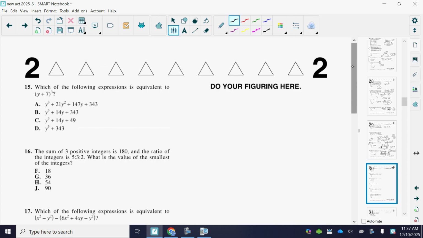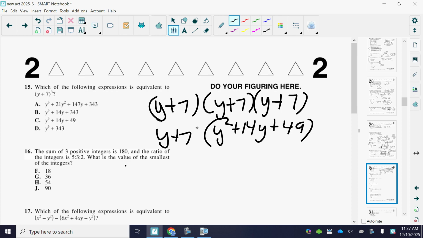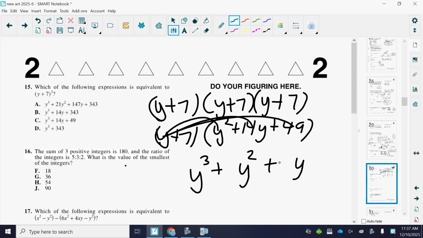This one is funny, and I've been noticing already with the 2 tests that I've had that this is pretty common. If you times y plus 7 3 times, the first term is going to be y cubed, because you get this times that. I really don't want to do the whole thing if you don't mind, but there's going to be a y cubed, there's going to be some y squared term, there's going to be some y term, and then there's going to be one without anybody.